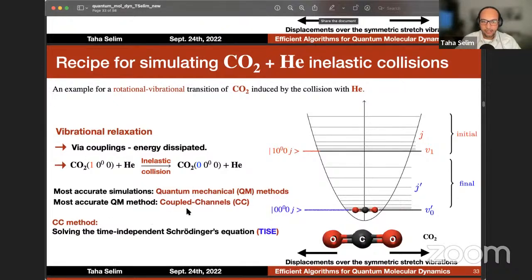The most accurate way to simulate this is with quantum mechanical methods, and the most accurate quantum mechanical methods are coupled channels methods. Coupled channels just solves the time-independent Schrodinger equation, and I will be highlighting this in a minute.